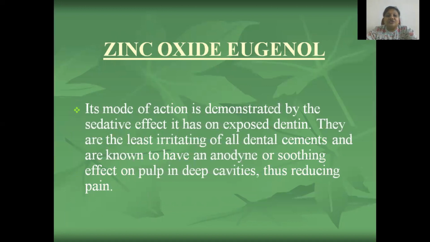Now we come to zinc oxide eugenol. Its mode of action is demonstrated by the sedative effect it has on the exposed dentine. Zinc oxide eugenol cements are supposed to be the least irritating of all the dental cements and are known to have an anodyne effect. What is anodyne? Anodyne is a soothing effect on the pulp in deep cavities, and this helps to reduce the pain.